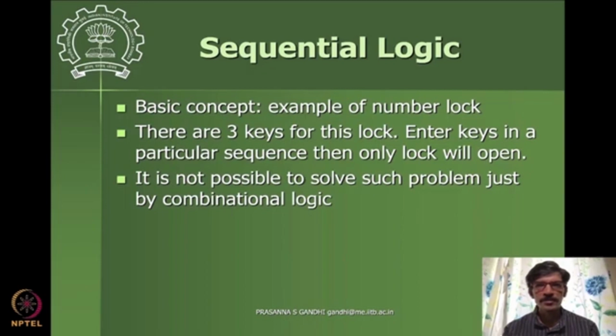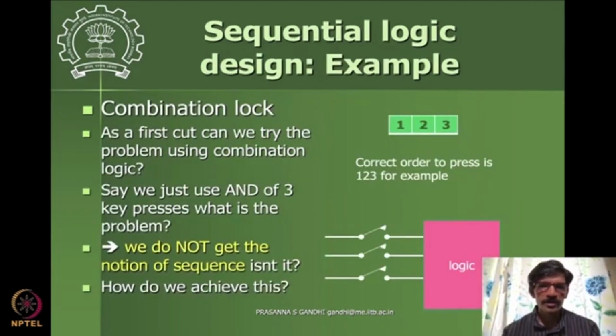So we'll develop this concept by using the example of a number lock. This is a very simple, primitive number lock. It has 3 keys, and you are asked to enter the keys in some particular sequence, and only then will the lock open. The lock may or may not have other keys, but right now we consider that the lock doesn't have other keys. So the question is, can this problem be solved by combinational logic? Let's try one attempt. You have these keys 1, 2, 3 as given here.